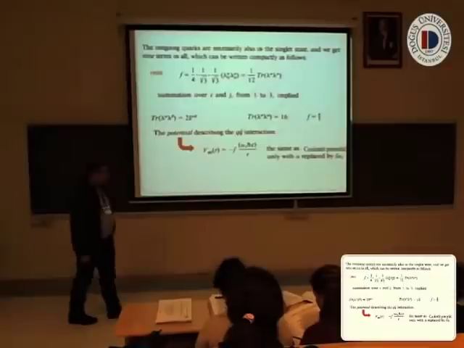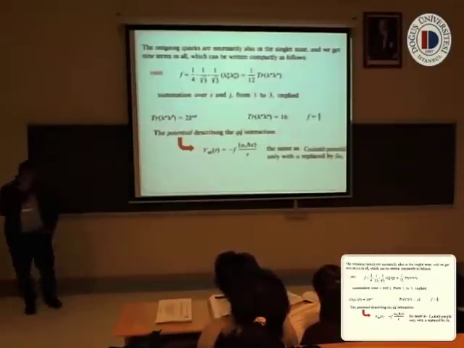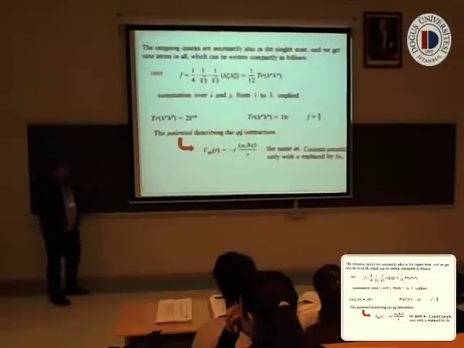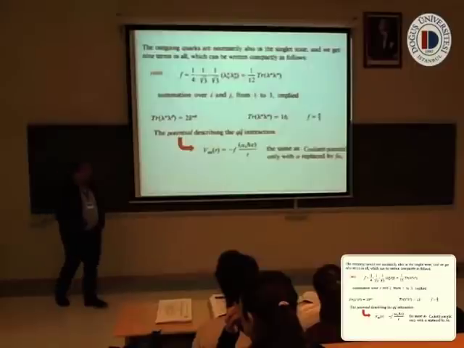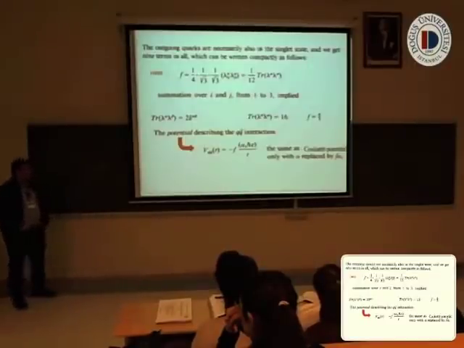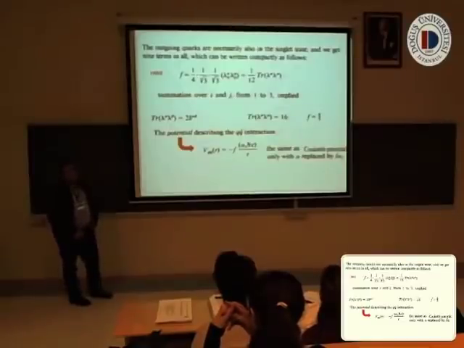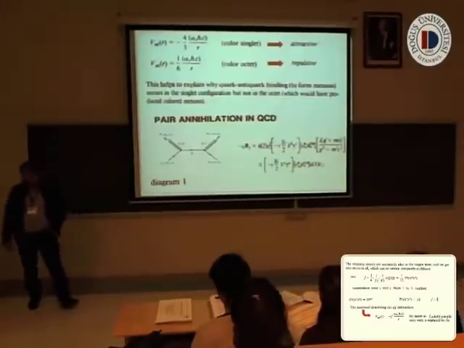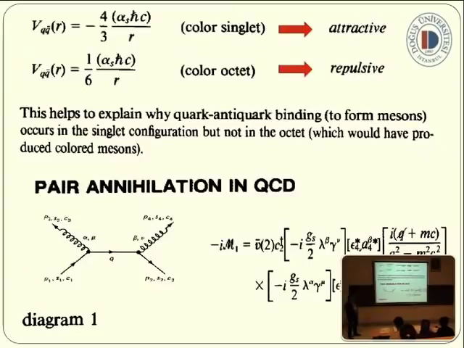We know from QED that we have a Coulomb potential between the electron and positron, which is in this form. But here you see the QCD version, in which we replace alpha E, alpha electrodynamics, by F times alpha S. So if we put the color factors here for color singlet, we will get this potential. It has a minus sign. Because of the minus sign, it is an attractive potential, and it produces an attractive force.